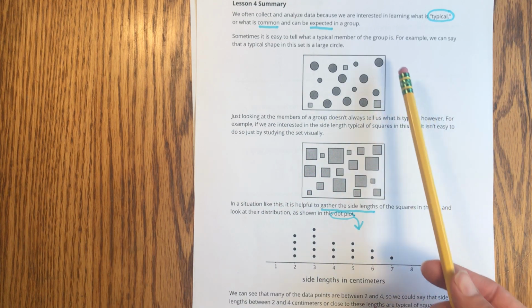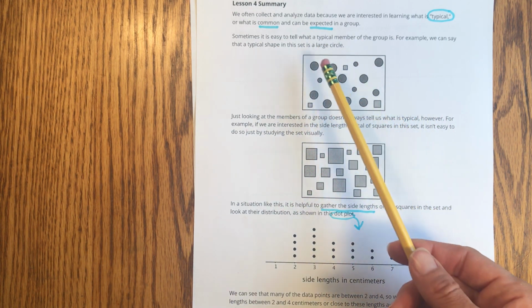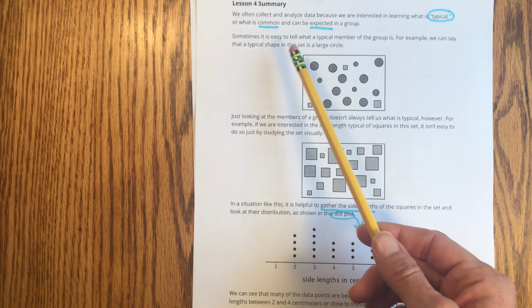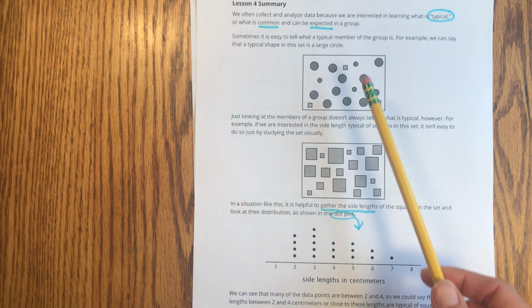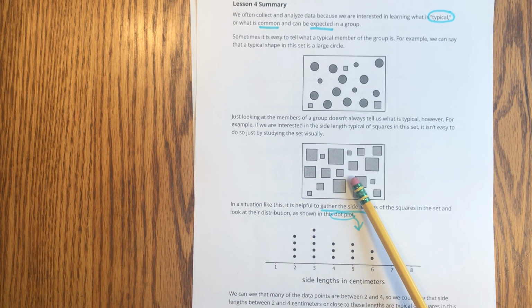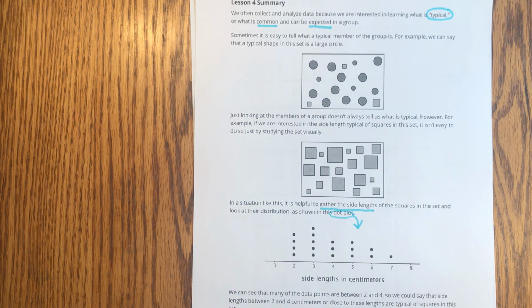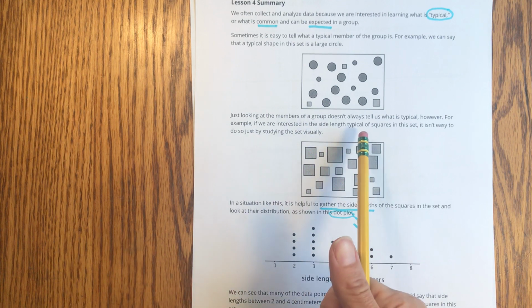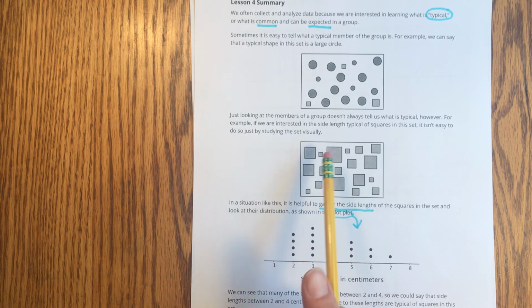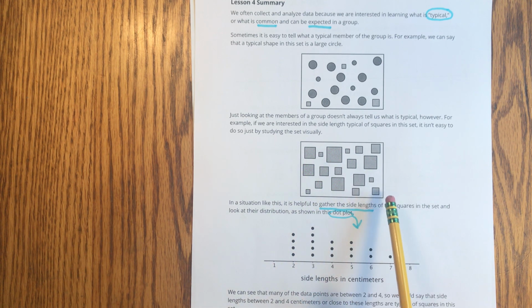And sometimes that's easy. Like with this model here, we've got lots and lots of shapes, and we could say that the typical shape is a circle, okay? Because that's what most of them are. But when you look here, and the question they're asking is a statistical question about what is the typical side length of the squares, that's not so easy to tell from this model, because you'd have to actually measure each one.